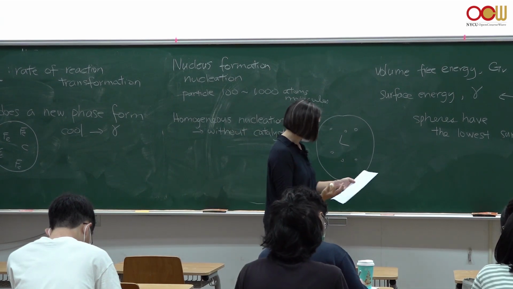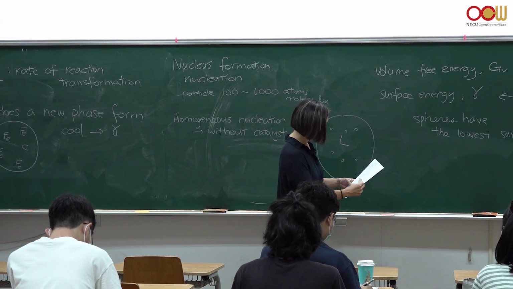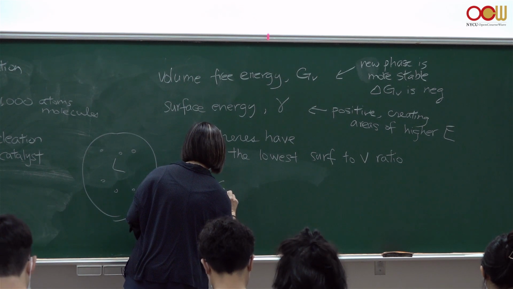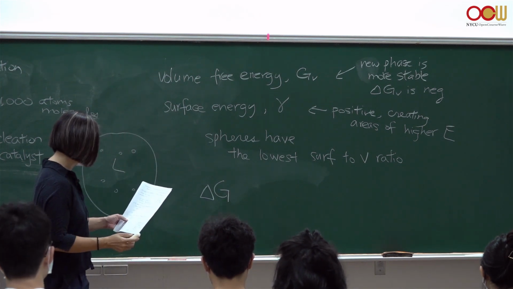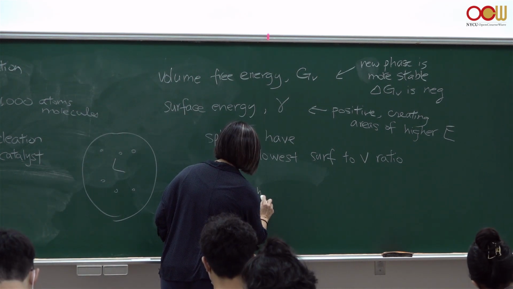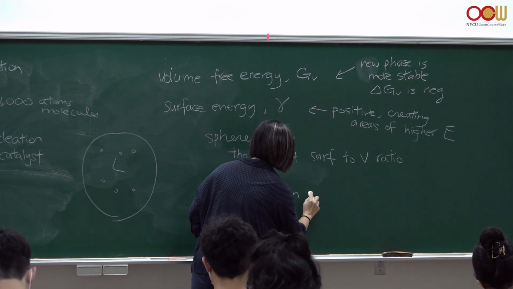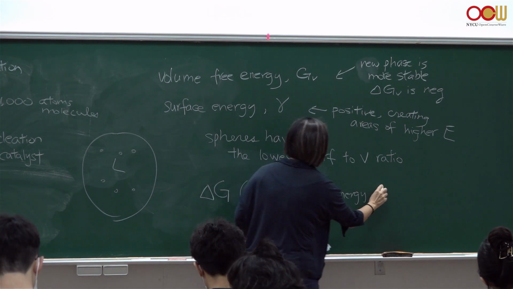So now that we know we have spheres, we could calculate the change in energy of our system. So this is called change in free energy. It's also called Gibbs.